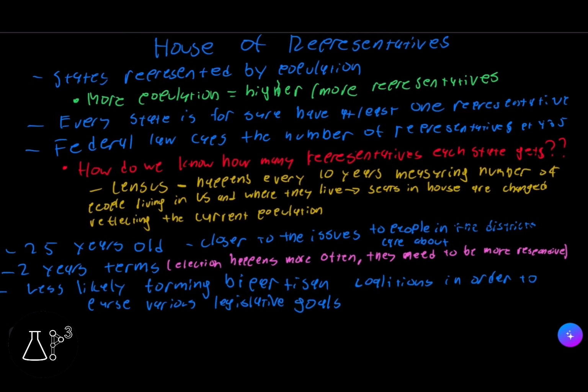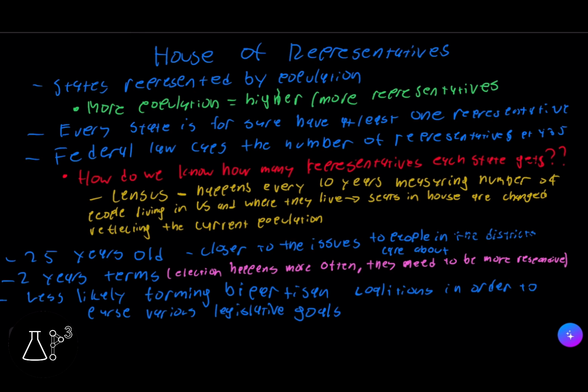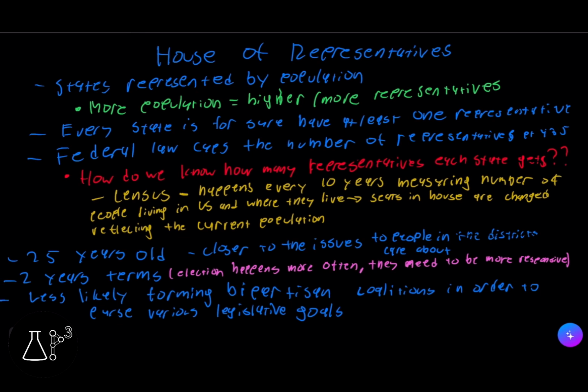The House of Representatives is going to be more for the people. So each state is going to be represented by population. And basically, the more population, the more representatives. The less population, the fewer representatives. And every state is for sure to have 1 representative. And federal law caps the number of representatives at 435.